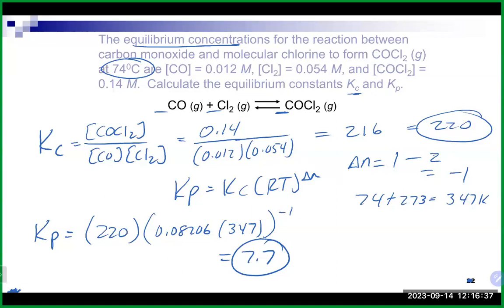So a large value for Kp. It tells us the same thing: we should expect mainly products at equilibrium. Again, Kc and Kp are not numerically equal to each other in a lot of cases, but they will give you that same piece of information about what you should expect to be there when equilibrium is reached. Any questions on the calculation? Yeah.